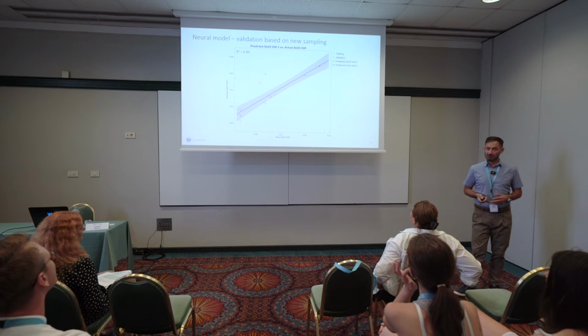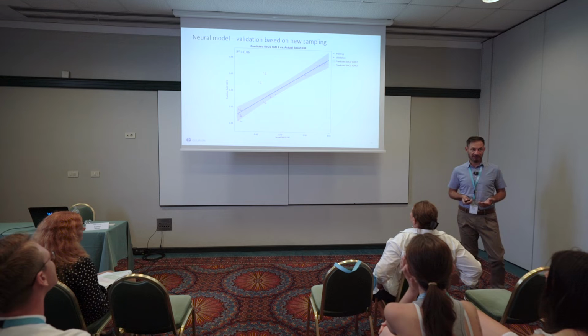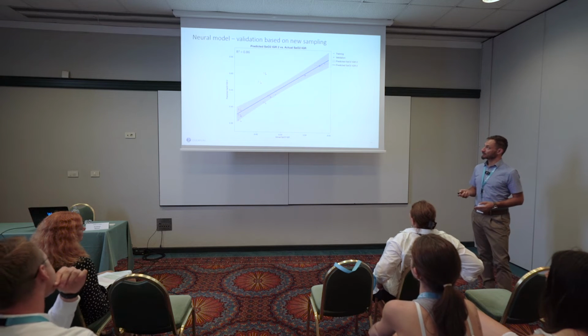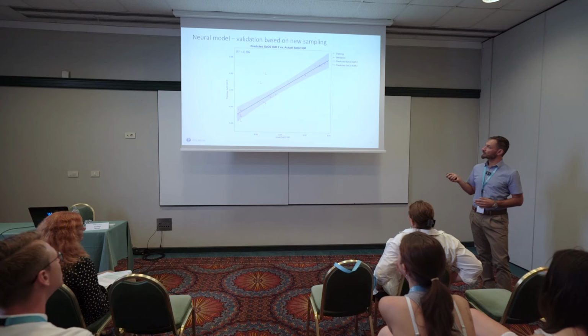Now each model has to, of course, be validated before we can trust it, and we did just that. So the blue points here represent the training data. These are the points that were used to train our model, and the red points are the validation data.